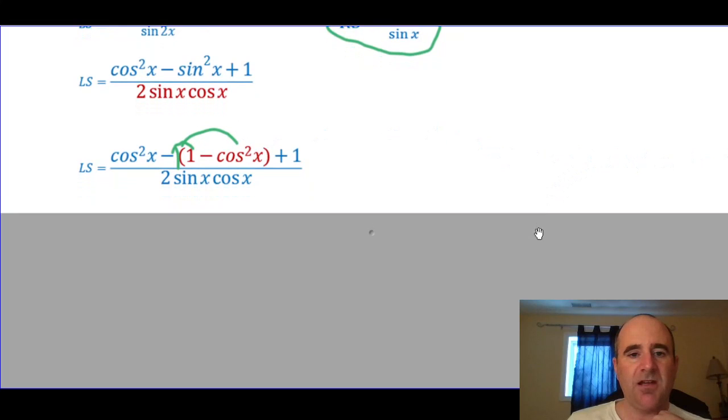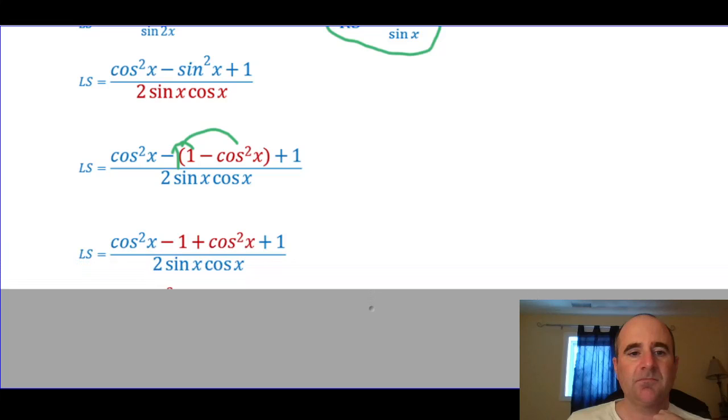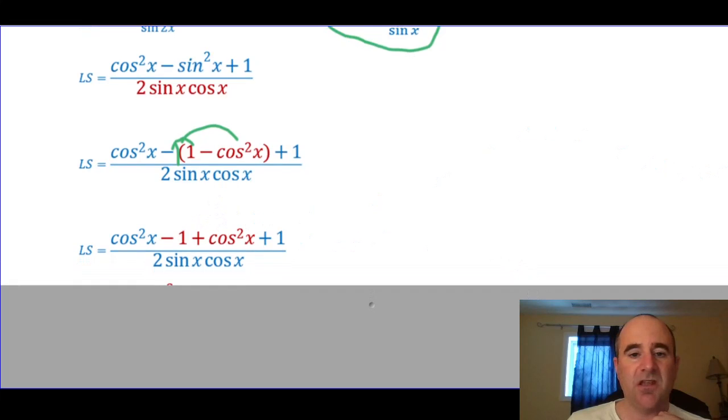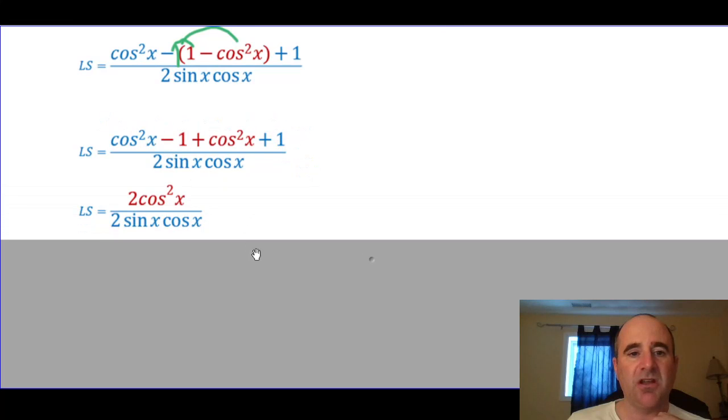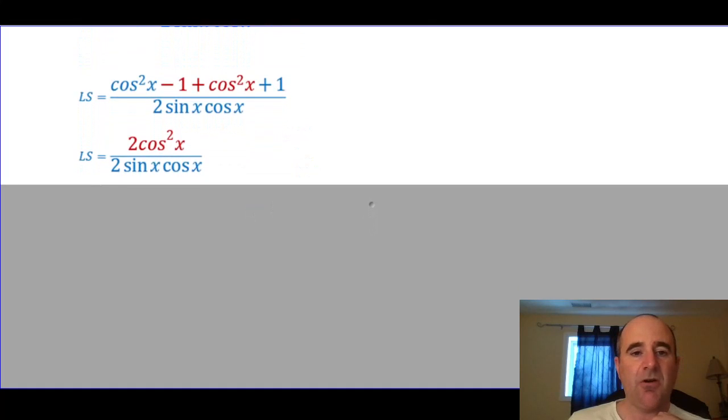And when I do that, I get cos squared x minus 1 plus cos squared x, and then I can clean that up a little bit because the 1's are going to actually cancel out and the cos squareds go together. I get 2 cos squared x divided by 2 sine x cos x, and now I can divide by 2, and I can also divide, so those are going to become a 1, or divide out.